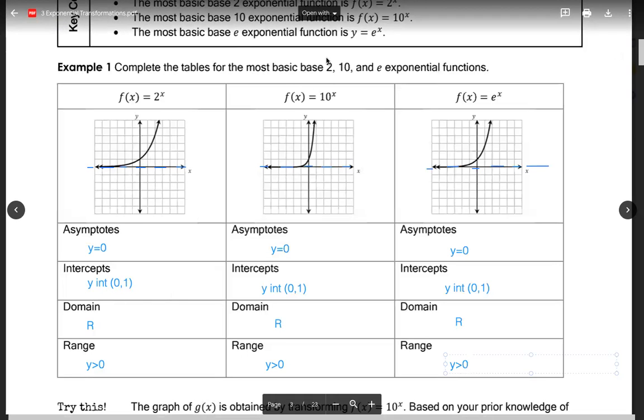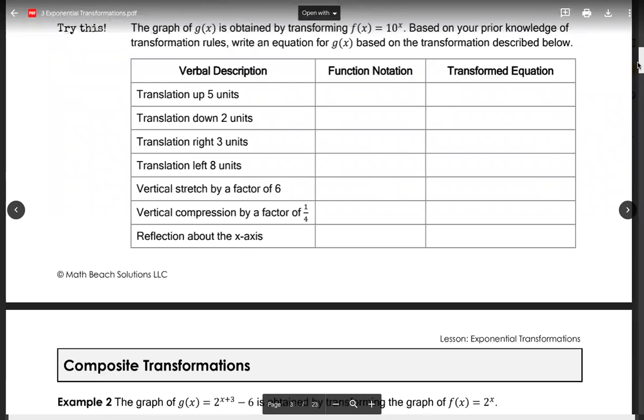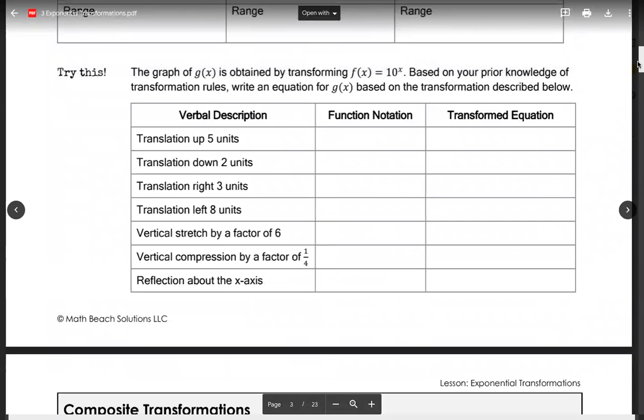So let me clear all this up right quick. So it's not a bad thing. Okay. Again, some of you guys are pretty good with this, and some of you guys still need a lot of work with transformations.